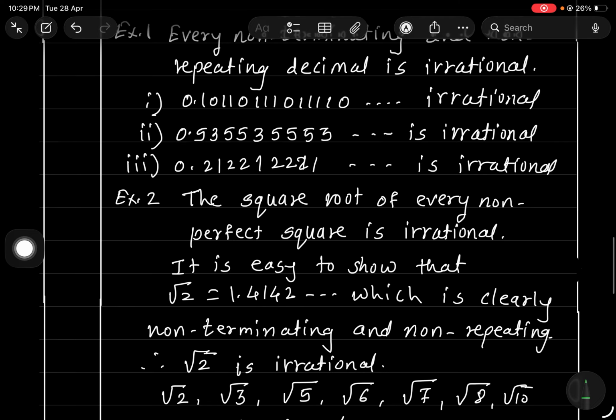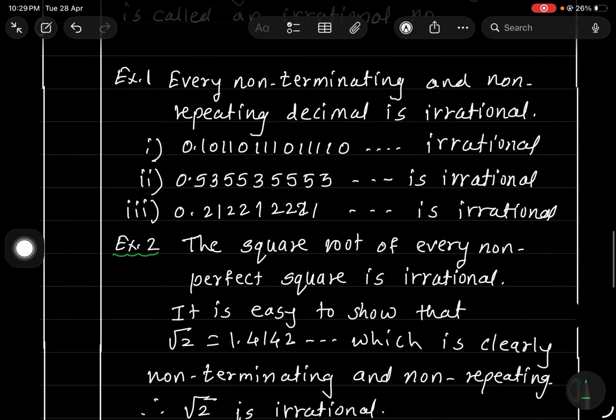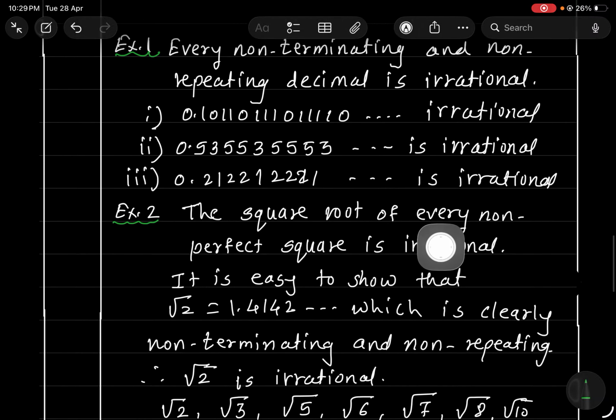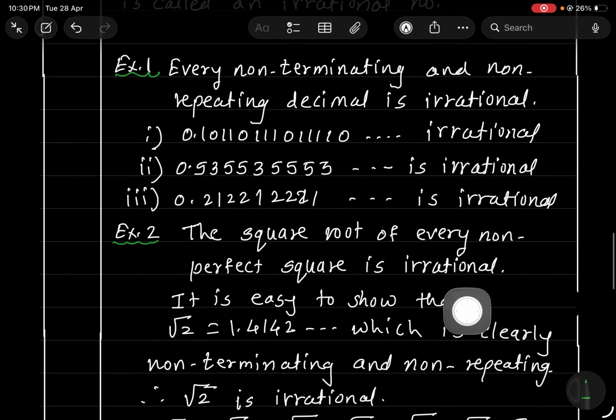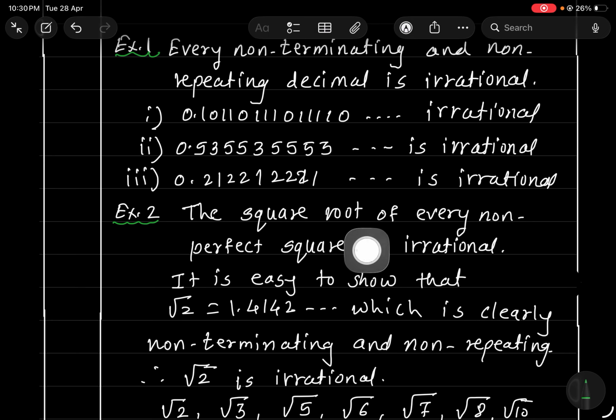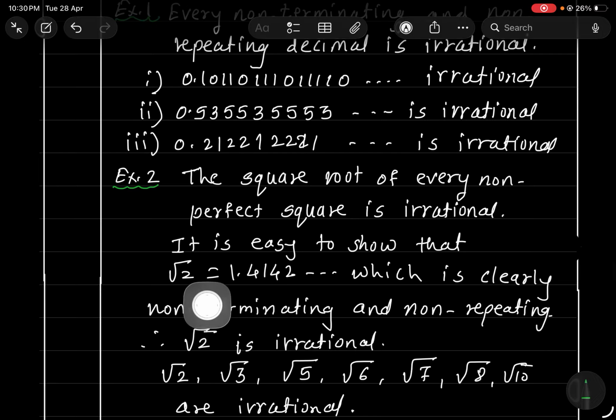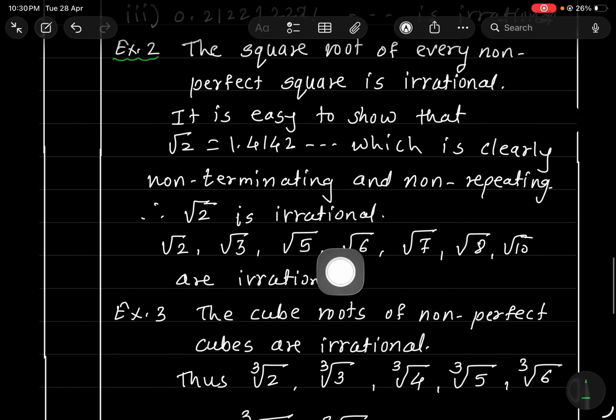Then example 2, see, example 1 we finished. Example 2: the square root of every non-perfect square is irrational. If it is a perfect square, then the root comes out rational. But see, root 2 is not a perfect square, it comes in decimal points. If you apply the division method to find root 2, it is clearly non-terminating and non-repeating, means continuously you are getting numbers, no end, so root 2 is irrational.